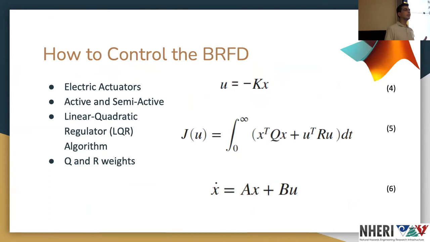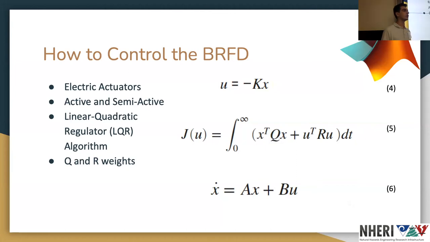So now that we have a completed friction model, the next step would be figuring out how to design the controllers for the BRFD, namely how do we model the electric actuators. And once again, these actuators are only used in active and semi-active mode. And the model chosen for these controllers was the linear quadratic regulator, or LQR algorithm, in MATLAB.